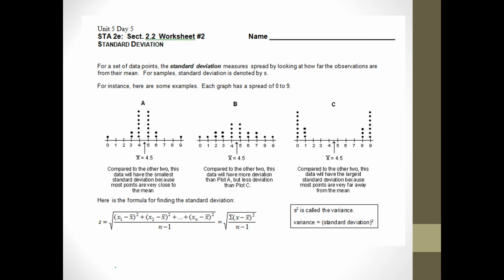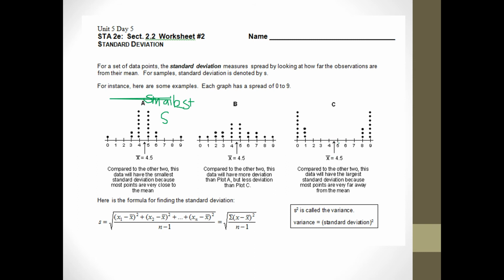Okay, so let's look at these data sets right here. So A, B, and C. The average for all of these data sets is the same, but look at the data. The data is very different, right? So which one has the smallest standard deviation? All of the data is clustered around the 4.5 right here in A. So this is going to be the smallest standard deviation.